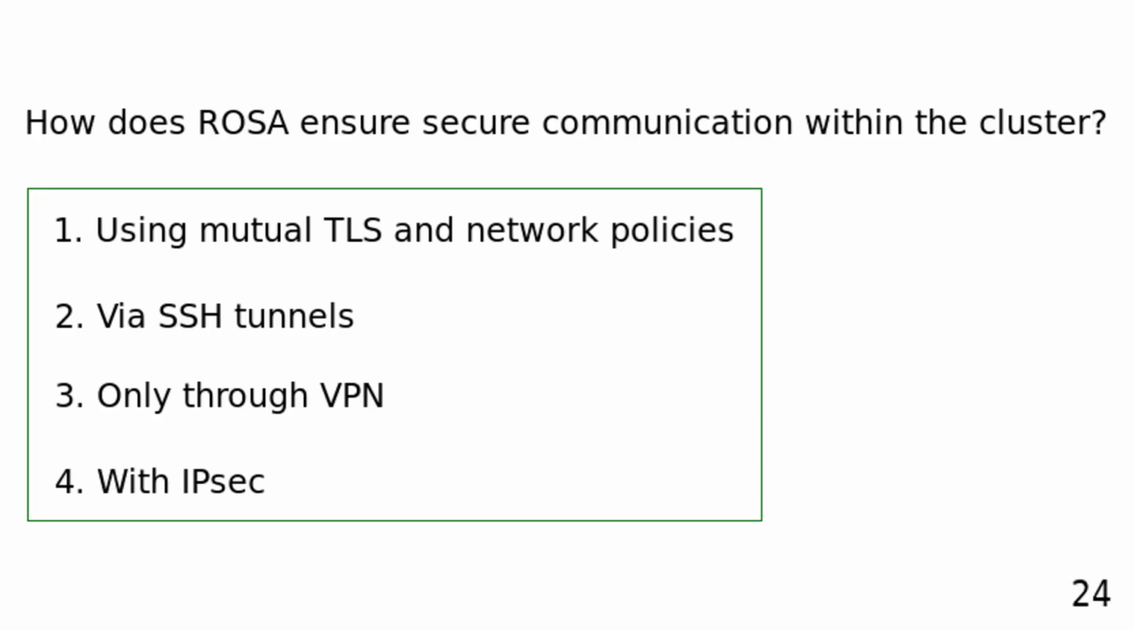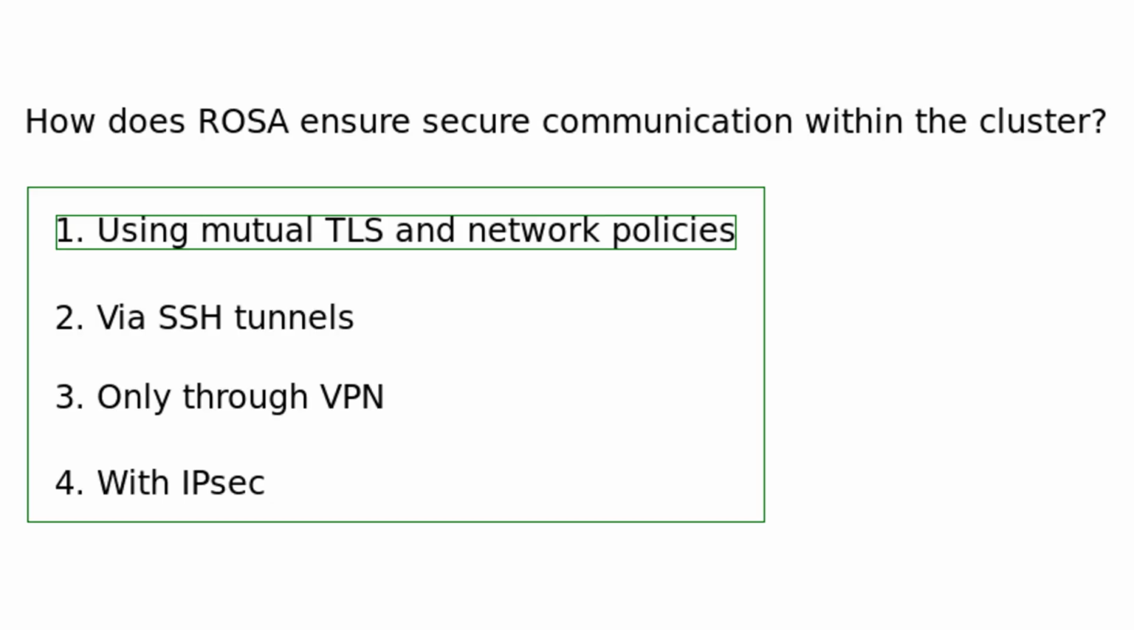How does ROSA ensure secure communication within the cluster? Using mutual TLS and network policies. Via SSH tunnels. Only through VPN. With IPsec. ROSA uses mutual TLS for service-to-service communication and network policies for further security.